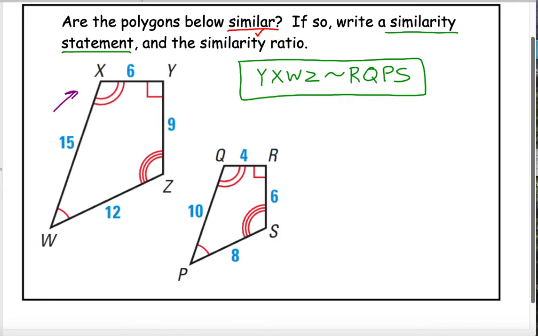So let's start writing some ratios. So 6 over 4, is that equal to, now let's pick another side. How about 9 would match up with that 6. And then another side, how about the 12 with the 8, and then the 15 with the 10.